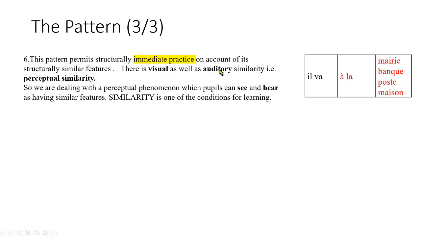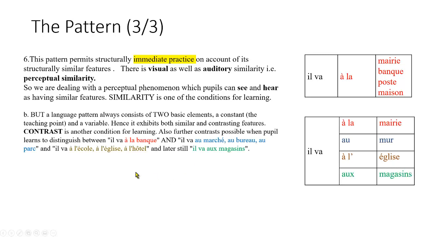There's visual as well as auditory similarity, as perceptual similarity. People will be able to notice it. So similarity is one of the conditions for learning. But also contrast can help the learning. I mean, just as here, I suppose that's the similar bit. This is the contrast. When you take it a bit step further, we've got contrast here in the ways to say to the, according to whether it's feminine, masculine, begins with a vowel or an H, or is plural. So this particular one exhibits both similar and contrasting features.